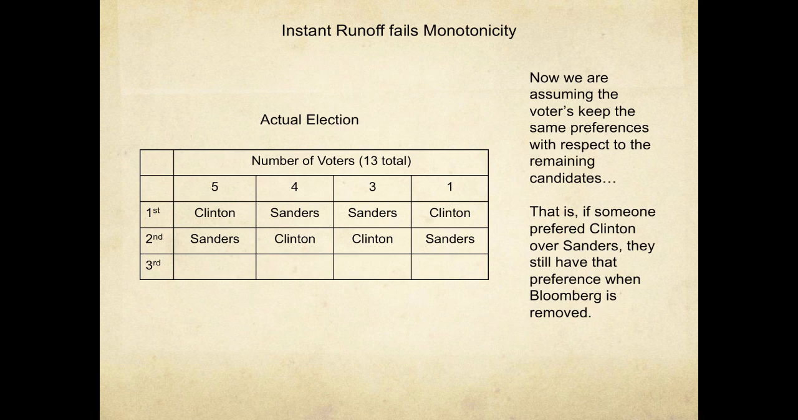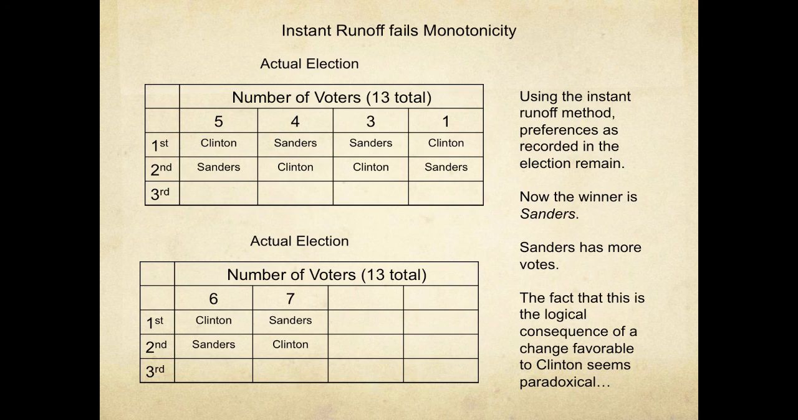with only 2 candidates, the preferences can be reorganized in this way, and now you see what's going to happen. You've got 7 people who would vote for Sanders first, and according to the method of the instant runoff, which is named that way because this is all done after the voters have placed their preferences, Sanders is going to be the winner now. Sanders has 7, a majority. Clinton has 6. Sanders wins. Using the instant runoff method, preferences as recorded in the election remain. Right? Now the winner is Sanders.